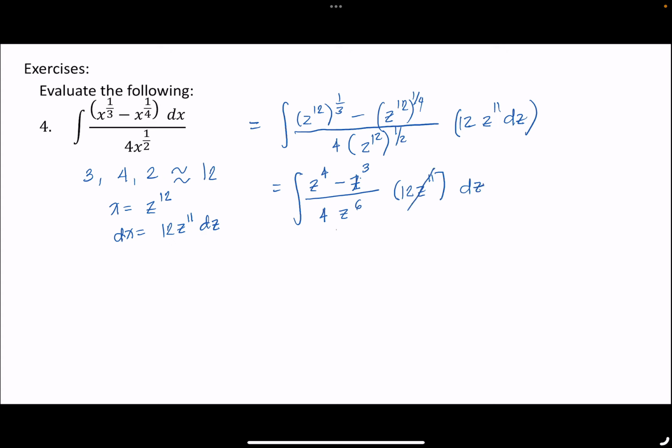z raised to 11 divided by z raised to 6. So we have z raised to 5. So we have 12 over 4 is 3. z raised to 9 minus 12 over 4 is 3, z raised to 8 dz. So we have 3 over 10 z raised to 10 minus 3 over 9 z raised to 9 plus c.